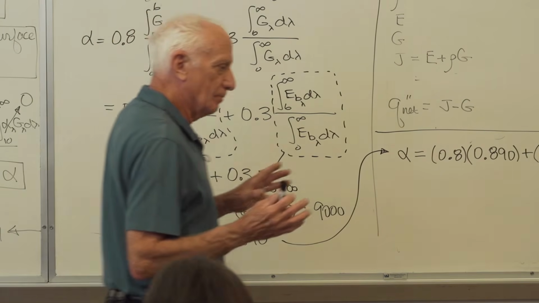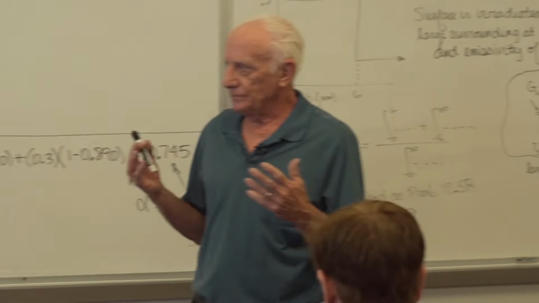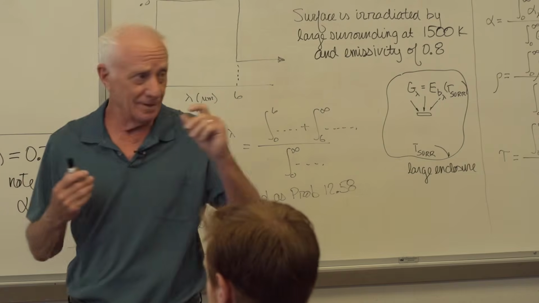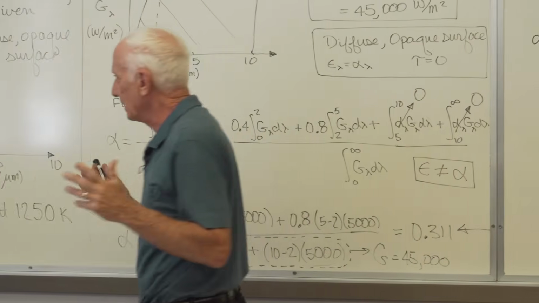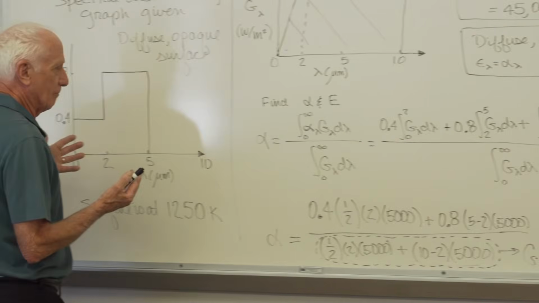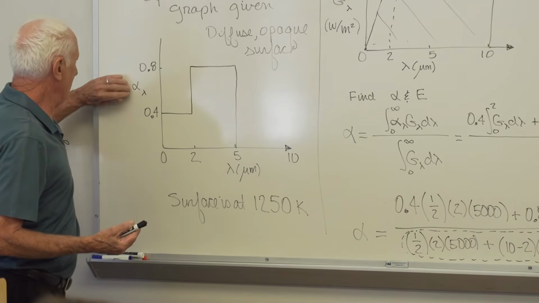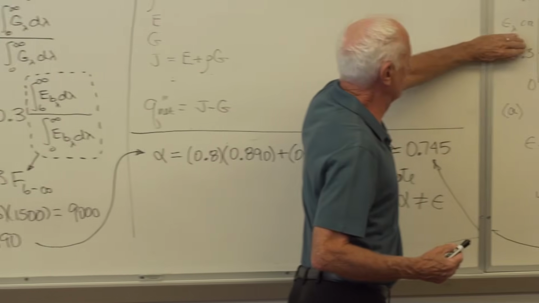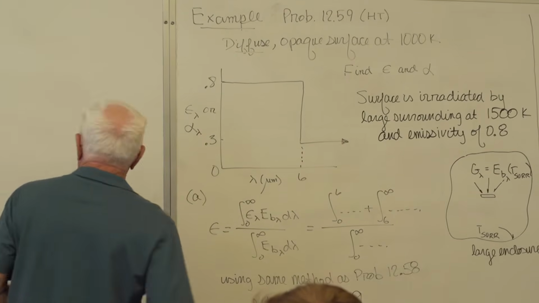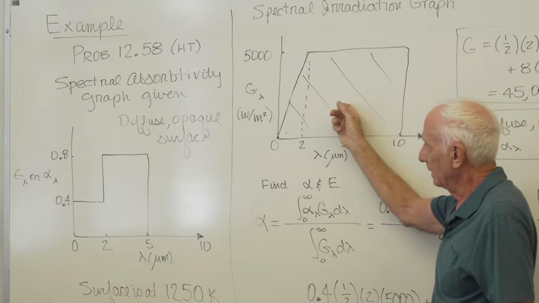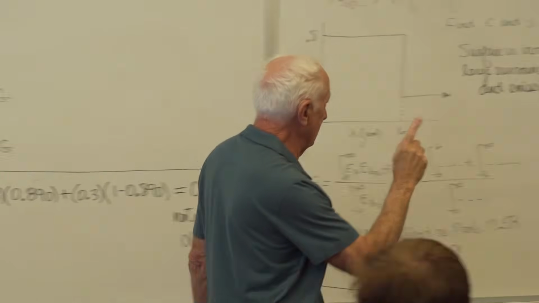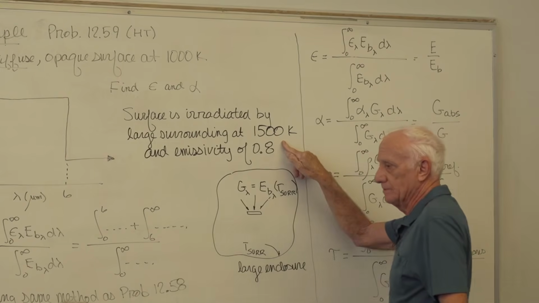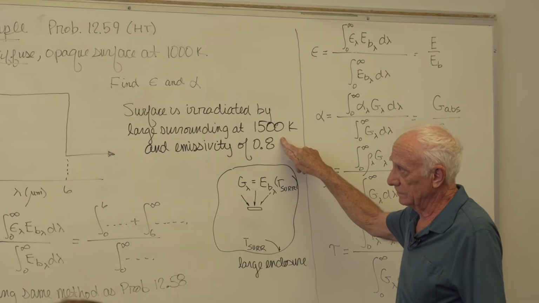So, two problems on the board this morning. You got two problems for homework. One involves that technique, one involves this technique. Here's the commonality: they both give a graph of a property versus wavelength. This one gave alpha lambda versus lambda. This one gave epsilon lambda versus lambda. This one gave the incoming radiation with a graph. This one gave the incoming radiation with a temperature of the surroundings. So that's the difference of the two.